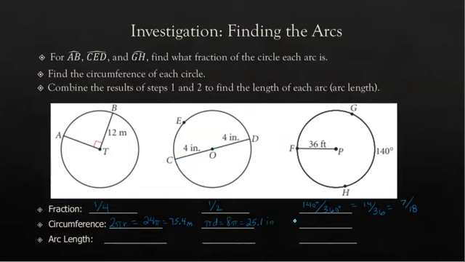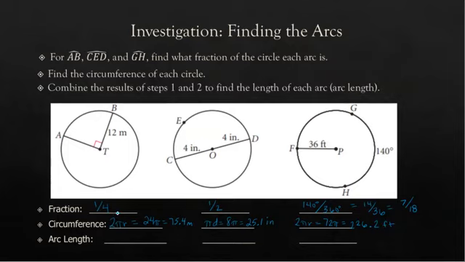This last one, we have just a radius. We'll do 2 pi r. 2 times 36 is 72 pi. And then if we multiply pi out, we get 226.2, and we'll label it in feet.